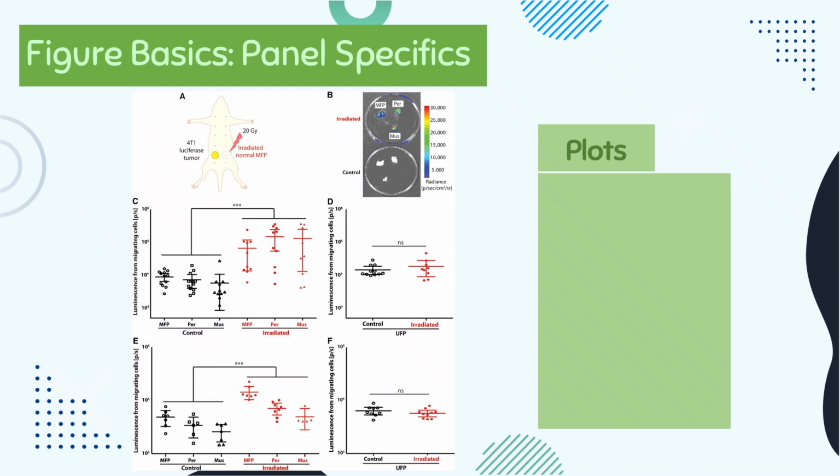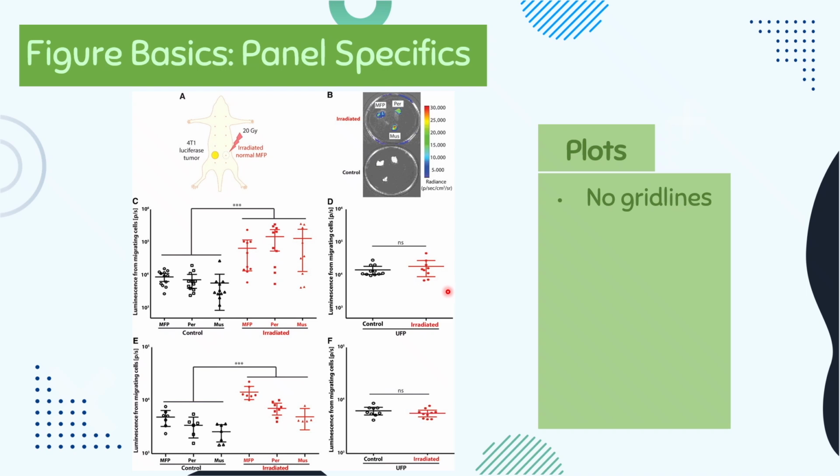I like this figure because it actually uses a number of different types of media or asset types to communicate their data. So first we get this schematic in figure whatever it is A. And then we also have a photo of some organs and how they looked under a luminescence reading. And then we have our various plots. So let's talk more about that.